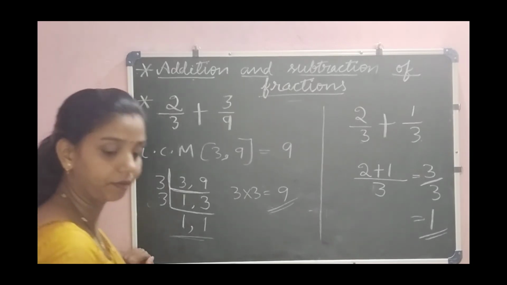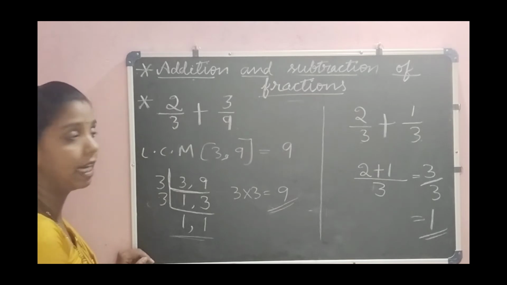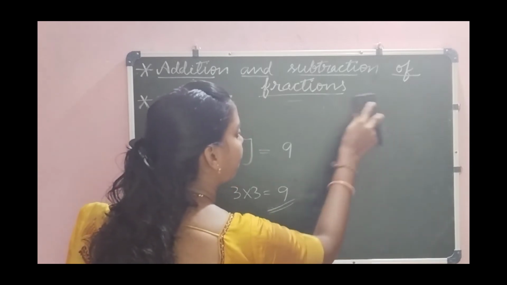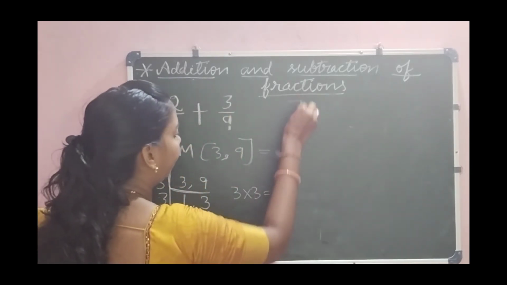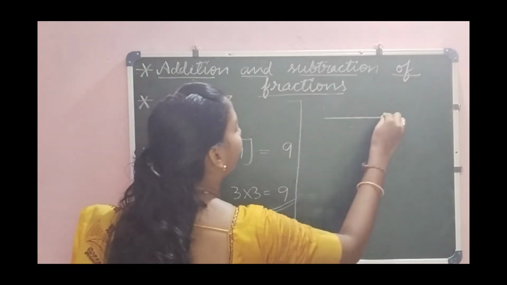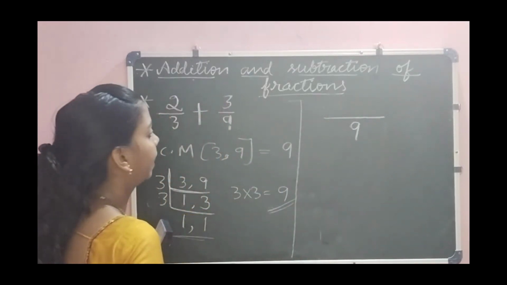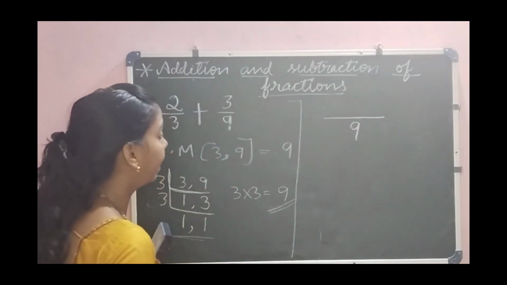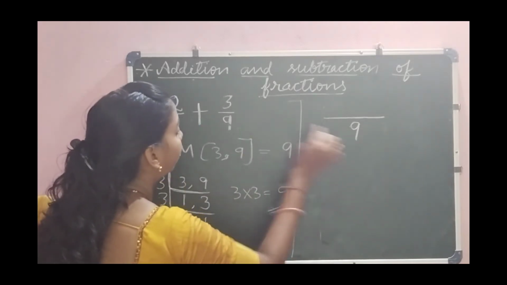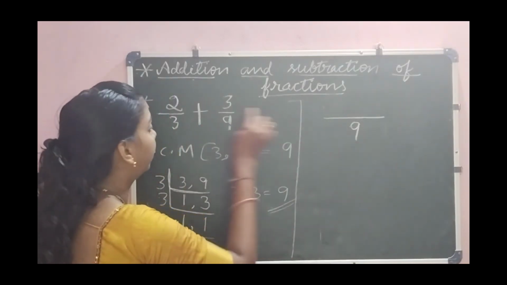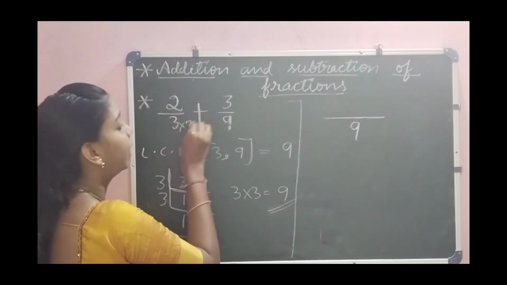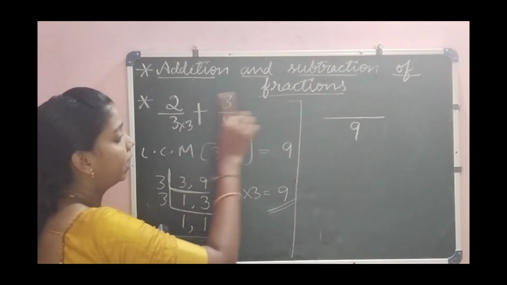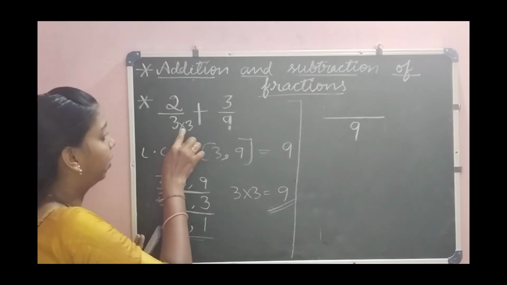Okay, next. After finding the LCM of 3 and 9, what is the next step? Write like this, 9. For both cases you got the same denominator, that is 9. But to get this common multiple, you have to multiply this one by 3. 3 threes are 9. To make them equal, you have to multiply this denominator by 3.